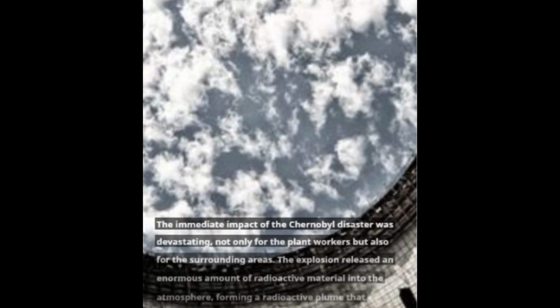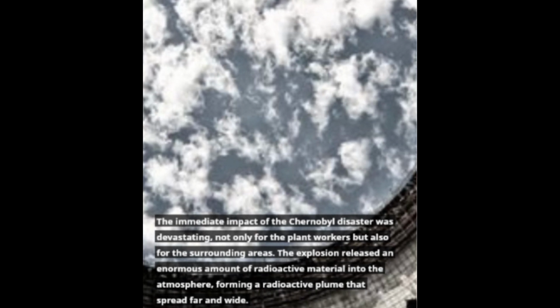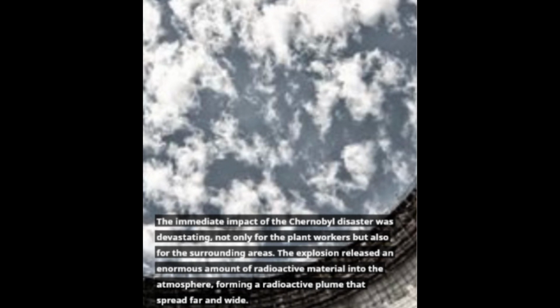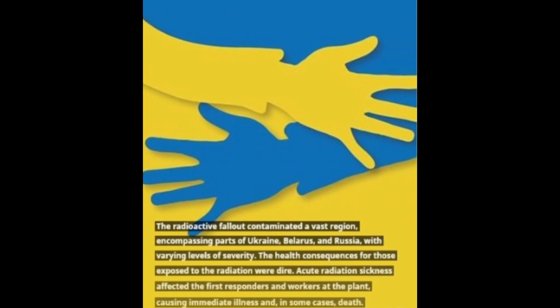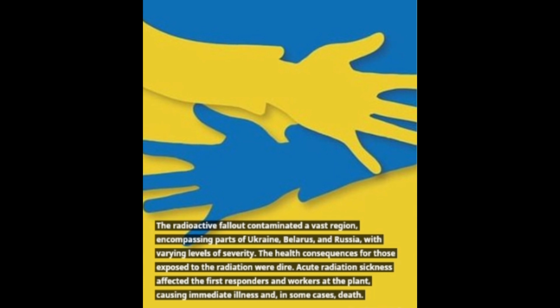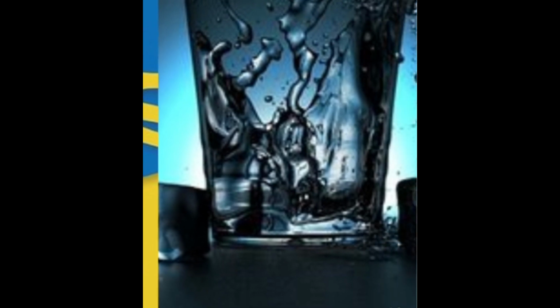The immediate impact of the Chernobyl disaster was devastating, not only for the plant workers but also for the surrounding areas. The explosion released an enormous amount of radioactive material into the atmosphere, forming a radioactive plume that spread far and wide. The radioactive fallout contaminated a vast region, encompassing parts of Ukraine, Belarus, and Russia, with varying levels of severity. The health consequences for those exposed to the radiation were dire. Acute radiation sickness affected the first responders and workers at the plant, causing immediate illness and, in some cases, death.